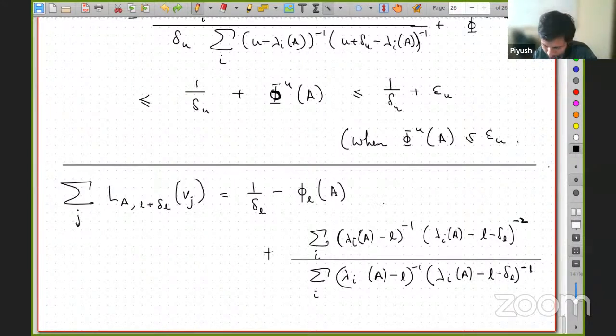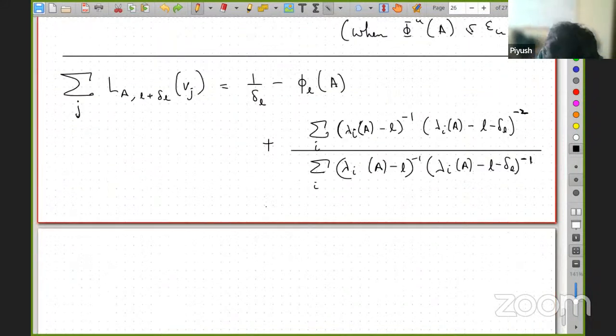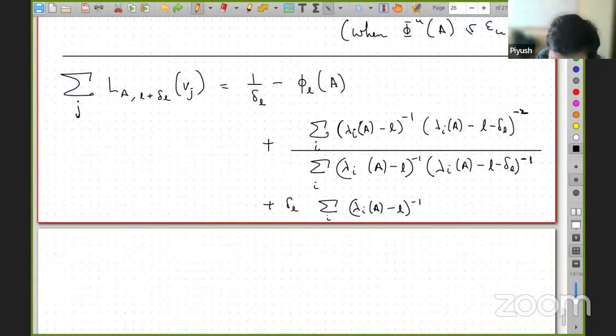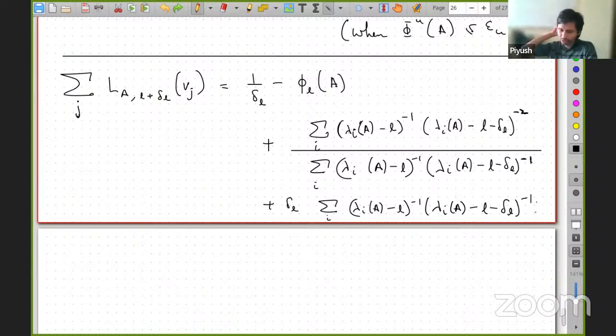Plus delta L times summation over i of lambda_i (A minus L) inverse lambda_i (A minus L minus delta L). So the denominator here is the same as the sum here. Okay. And notice that this is equality. So far, everything is equality. There will be no estimates.